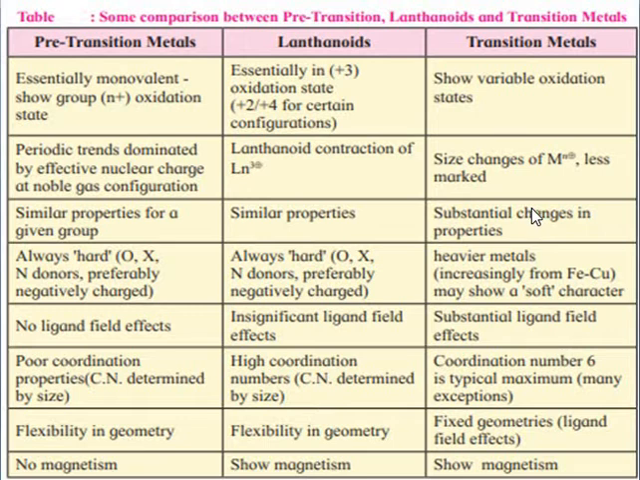Then this chart is a table showing some comparison between the pre-transition metals, lanthanoids, and transition metals. This comparison has three columns: pre-transition metals, lanthanoids, and transition metals. Pre-transition metals are essentially monovalent and show the group N+ oxidation state. Lanthanoids essentially show the +3 oxidation state with +2 and +4 for certain configurations, and the transition metals show variable oxidation states.